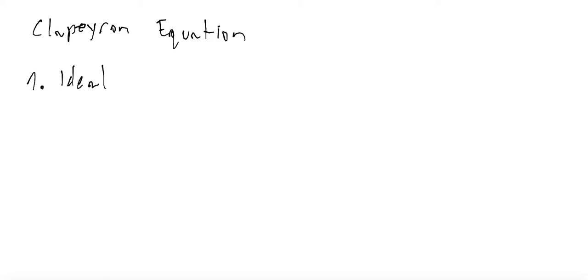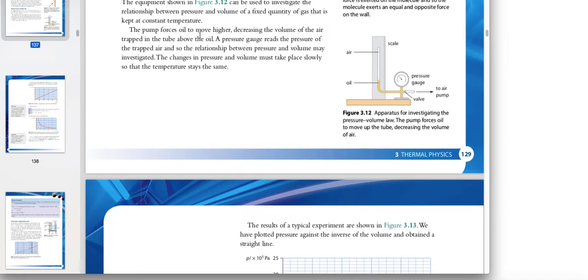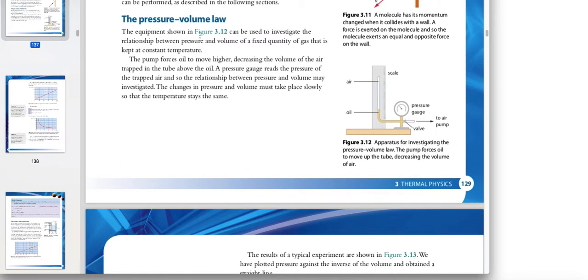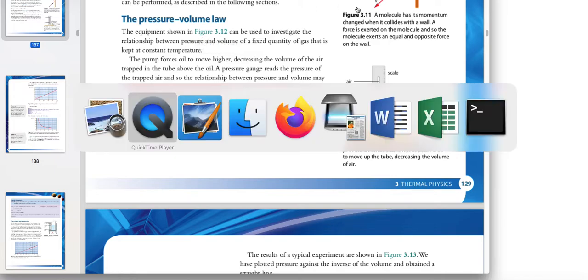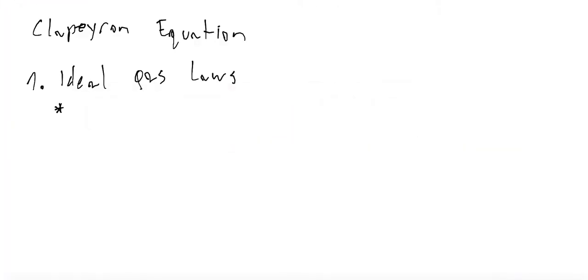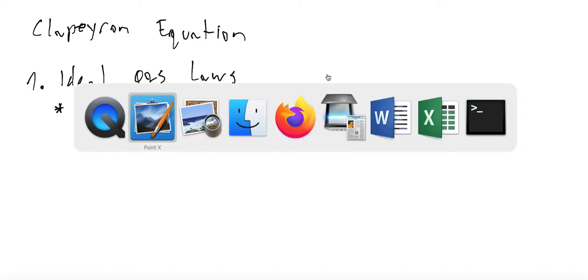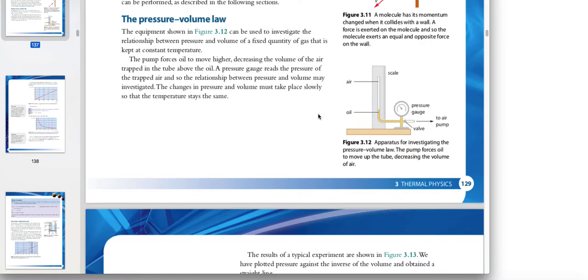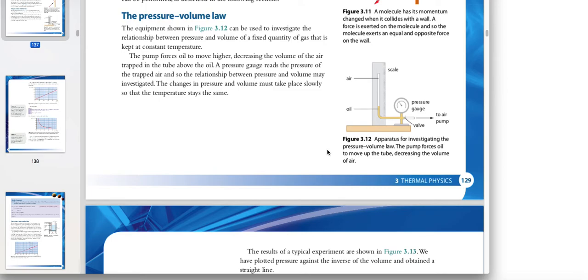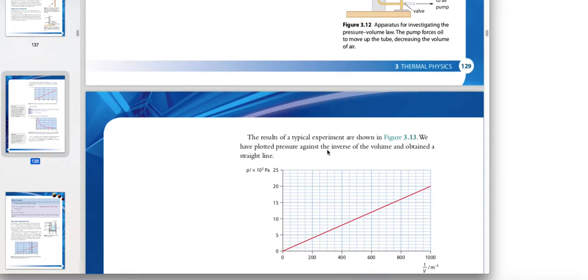Okay, so point number one, ideal gas laws. And as a first bullet point, the first law is something known as the pressure volume law. You have this in your Tsokos on page number 129. So the pressure volume law is about the relation between pressure and volume of the gas. So what happens with the volume of the gas if pressure changes and vice versa.